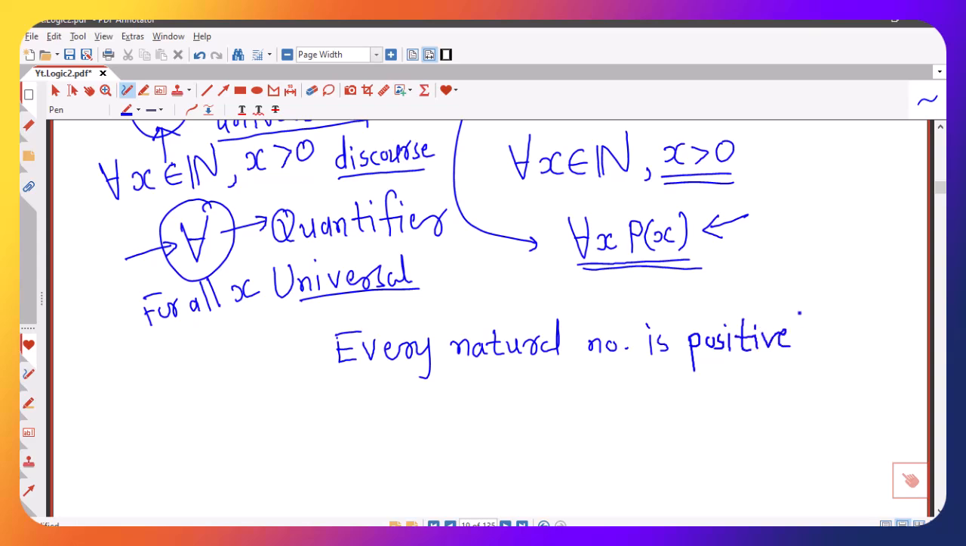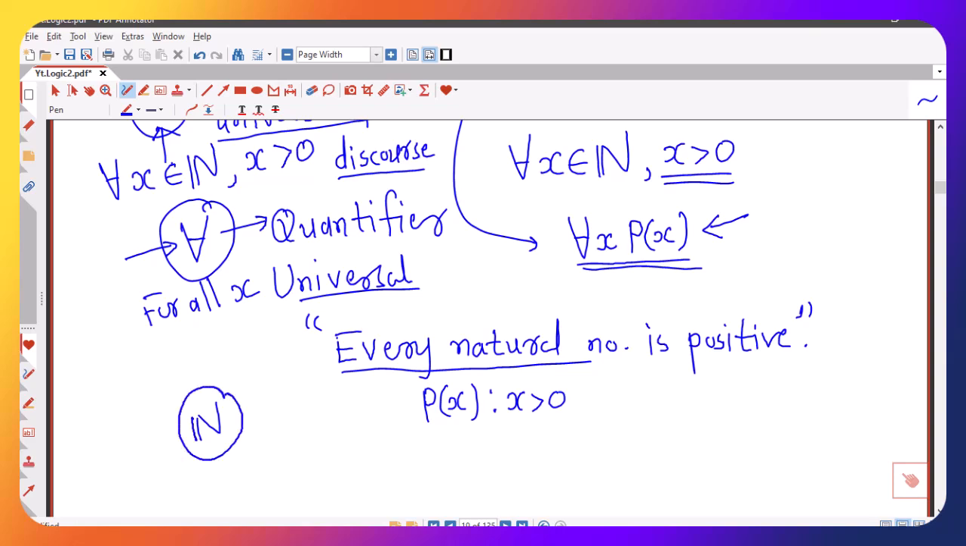Okay, we have written this statement in symbolic form: every natural number is positive. So what I am doing, first I assume that p(x) denotes that x is greater than 0, and here we are given every natural number. That means the universe of discourse or domain is the set of natural numbers. So I can write in this way: for all x, p(x), or for every x in the set of natural numbers, p(x) is true. p(x) is x is greater than 0.